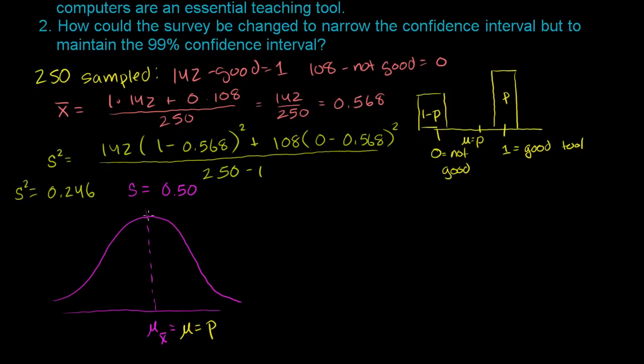And the sampling distribution's standard deviation, we could view that as one standard deviation right over there. So the standard deviation of the sampling distribution, we've seen multiple times, is equal to the standard deviation of our original population divided by the square root of the number of samples. So divided by the square root of 250.